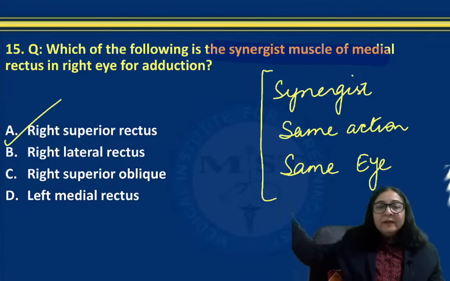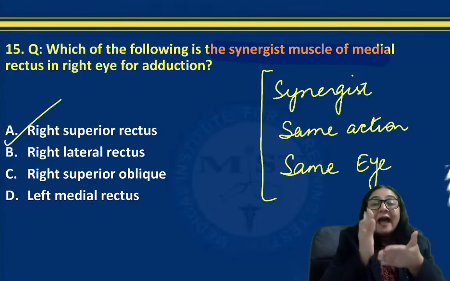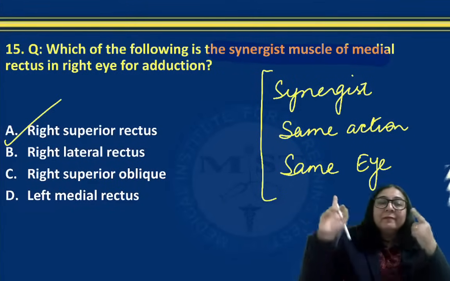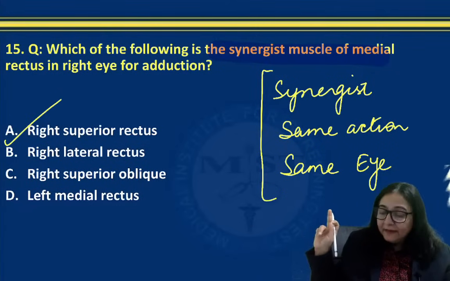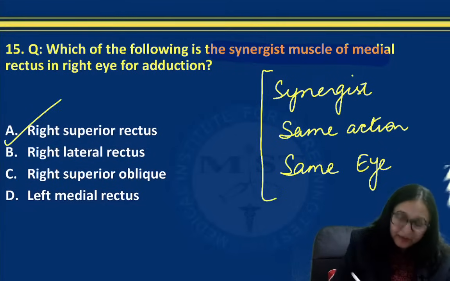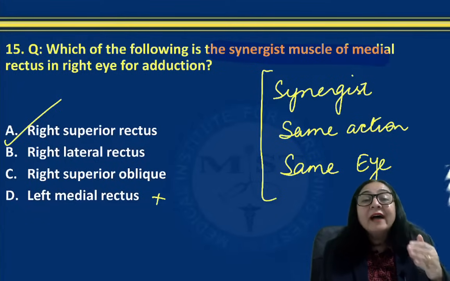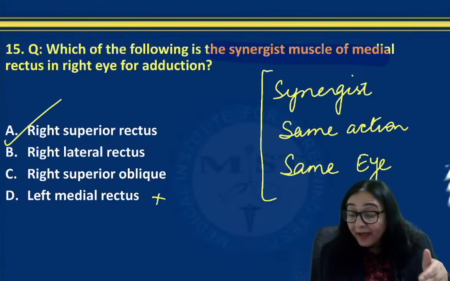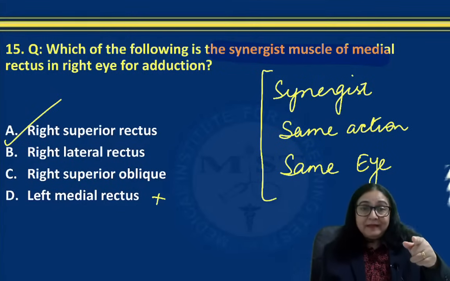ठीक है, देखो बेटा ये सामने लिखा है ना, synergist muscle. Synergist has to be of the same eye. So if my question is asking me synergist muscle of the right eye, then that muscle has to be in the right eye. ठीक है, तो ये left वाला तो वैसे ही निकल गया. Then the muscle should have same action in the same eye.